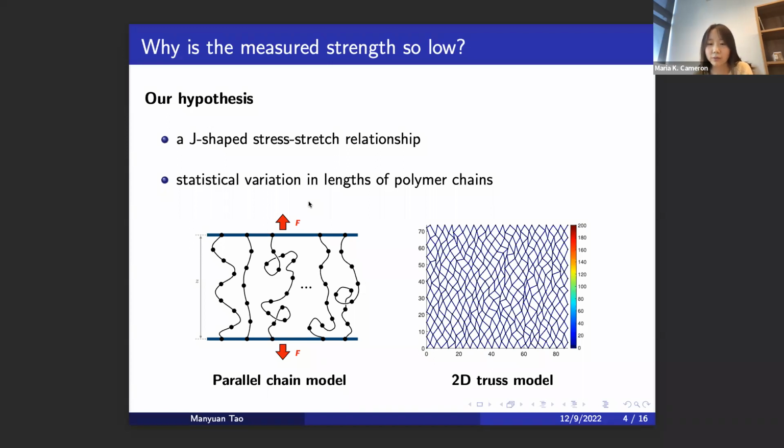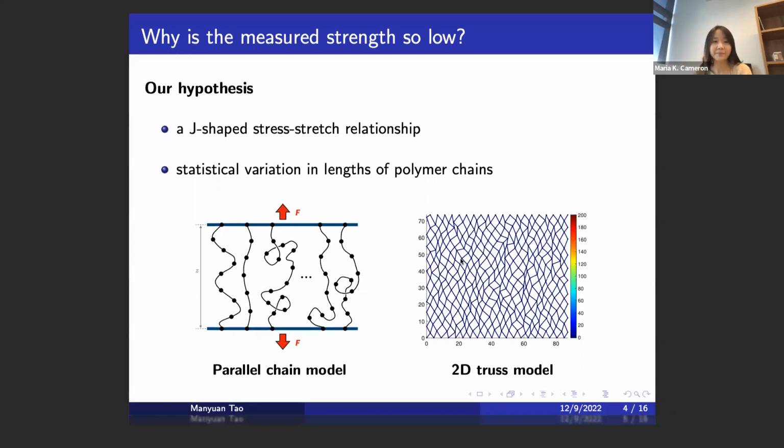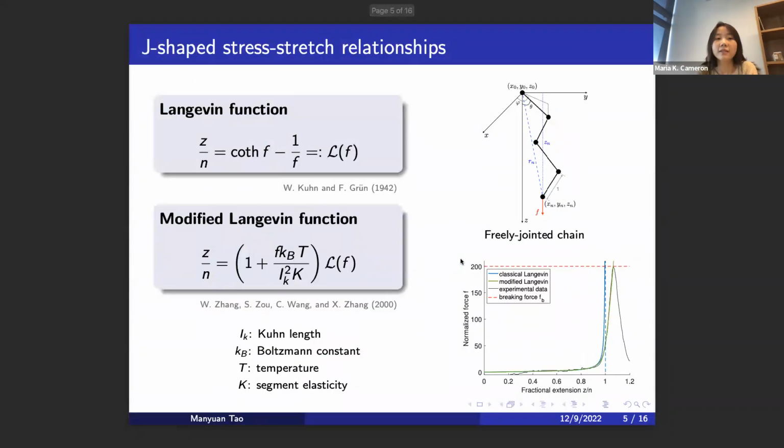Another one is a 2D truss model, where an array of nodes are connected into a diamond grid through the polymer chains. A typical J-shaped stress-stretch relationship is given by the Langevin function. The Langevin function corresponds to the mean displacement of the chain in the direction of the force for a freely jointed chain. Here, n is the number of Kuhn segments in the chain.